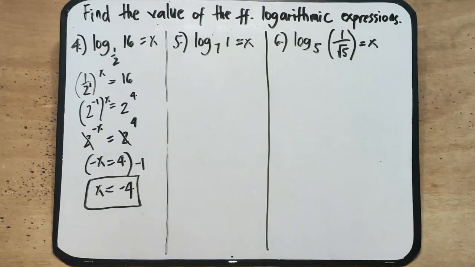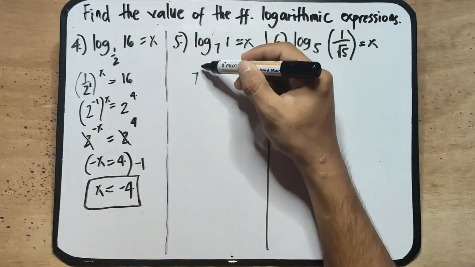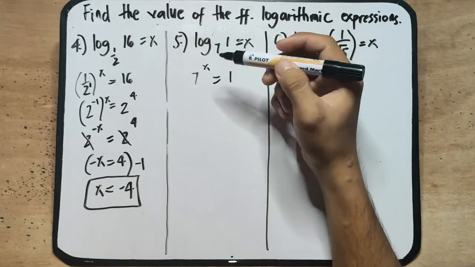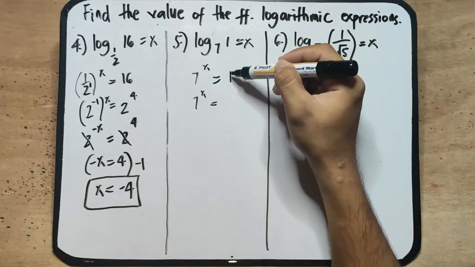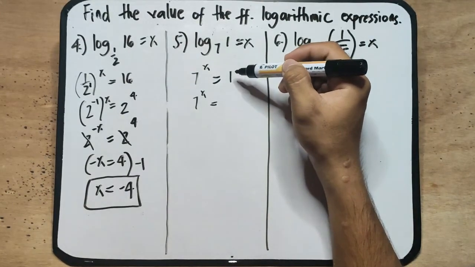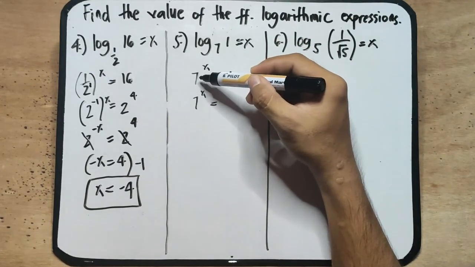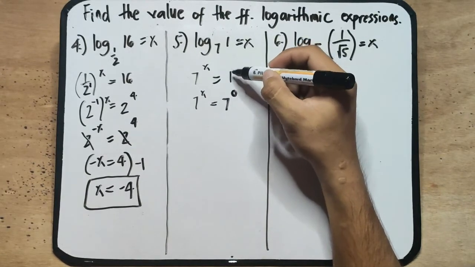For item 5, we have log base 7 of 1 is equal to x. So we know this will be 7. The base is 7. The variable is the exponent. And the answer is 1. So we bring down 7 raised to x. We know that any number raised to 0 except 0 is 1, and the base here is 7. So we pattern it here. So 7 raised to 0 is equivalent to 1.